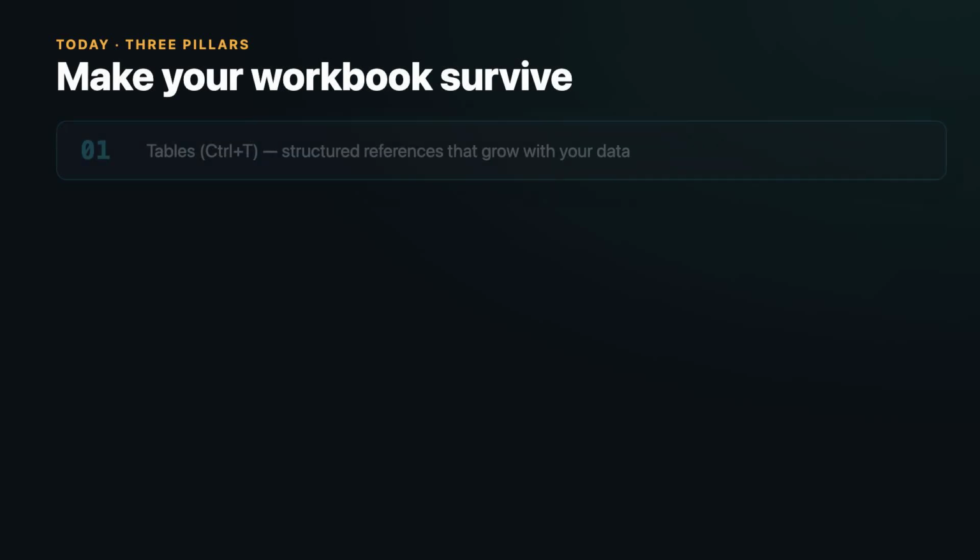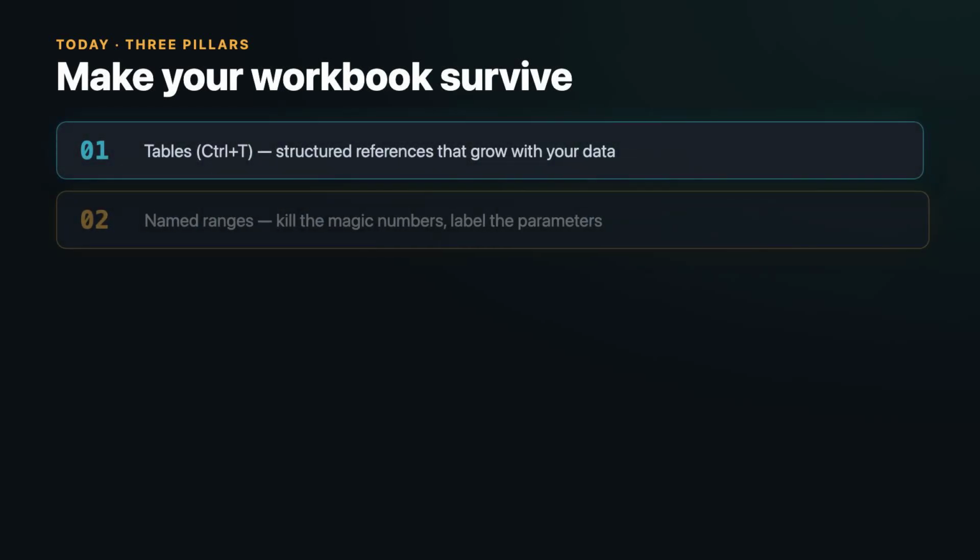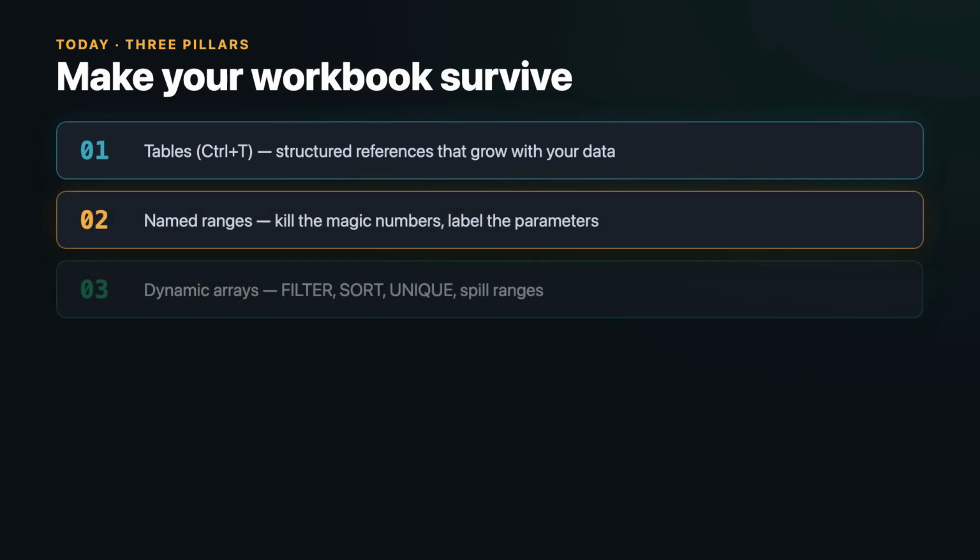Today, 3 pillars. Tables, with Ctrl+T for structured references that grow with your data. Named ranges, to kill magic numbers and label the parameters. And dynamic arrays, filter, sort, unique, and the spill ranges they produce. Personal artifact in. Hand-offable asset out.